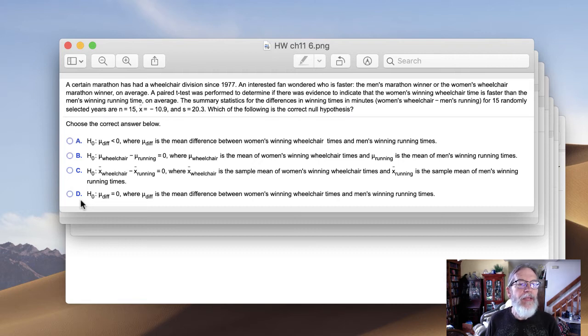But we are looking at the average difference of all of the races. We're going to assume the mu of the difference, let's average all of them out for the population. So we're going to say mu difference between women's winning time and men's winning time. That sounds pretty good to me. All right, so there we go.